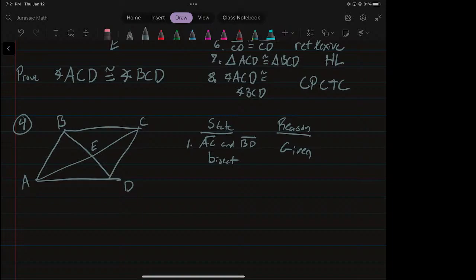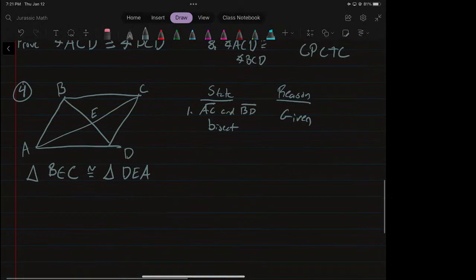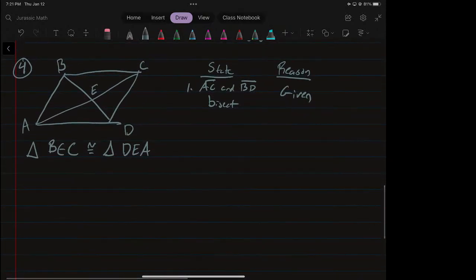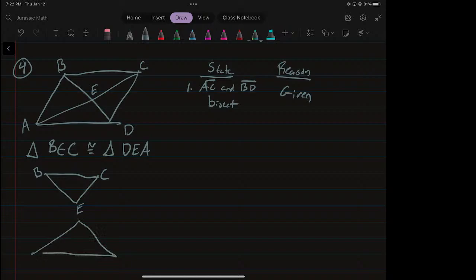Okay, they said prove triangle BEC and triangle DEA. There we go. Okay, that's going to be much easier now. Now I know what I'm looking for. So like always, the first thing I'm going to do, let me redraw the triangles. So it's this top triangle, BEC, and DEA that's underneath. E is up there.